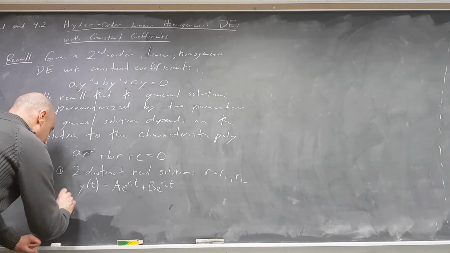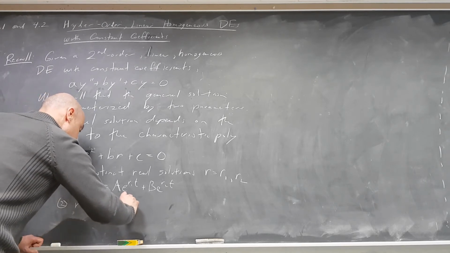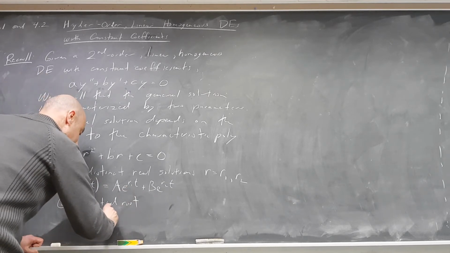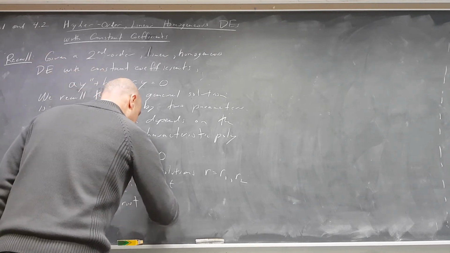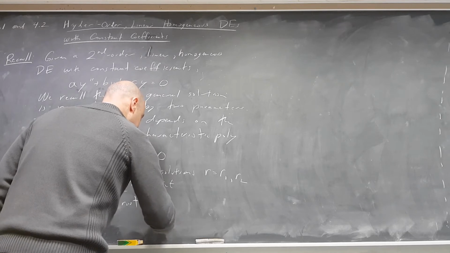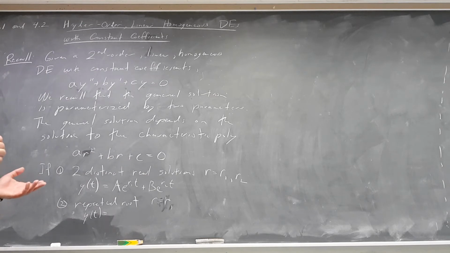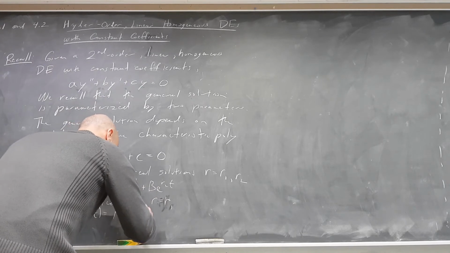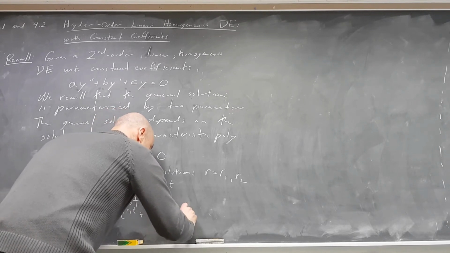If we have a repeated root, then y of t has the form, so let's call our repeated root r equals r1, but it's repeated twice, so we have r minus r1 squared, then our solution has the form A e to the r1t plus B times t e to the r1t.